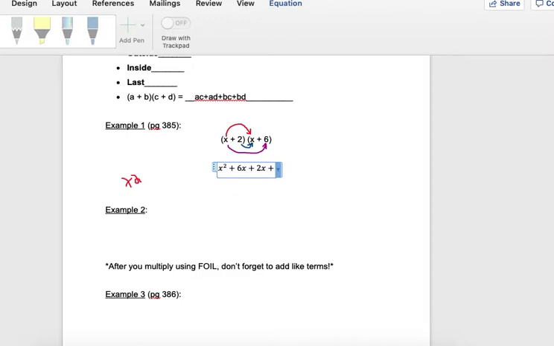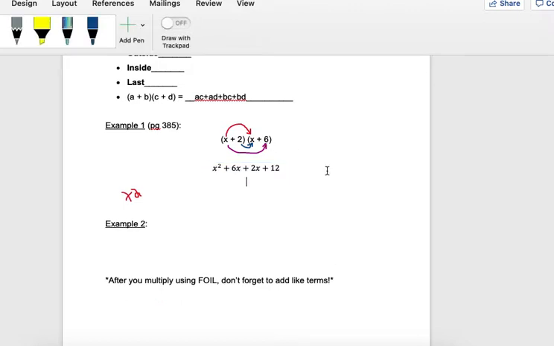Plus, I'm not going to draw that last arrow, but we have our last terms together, 2 times 6, which is 12. So our next step would be to combine like terms. So the only like terms that we have are these middle terms. That is 6x plus 2x. 6x plus 2x is equal to 8x. Done.